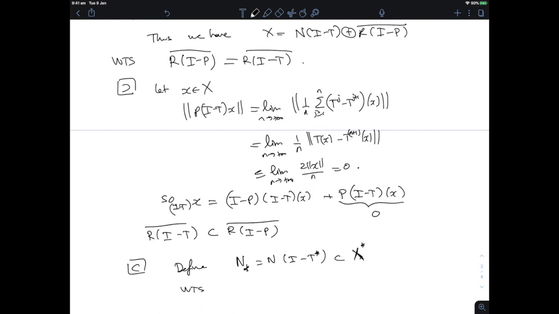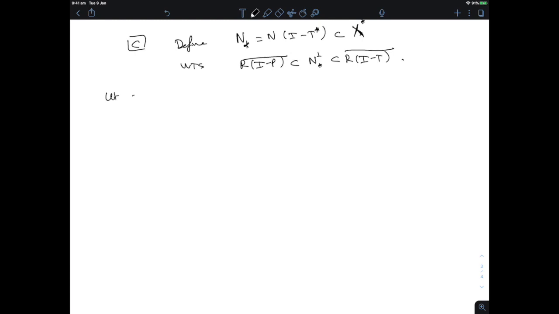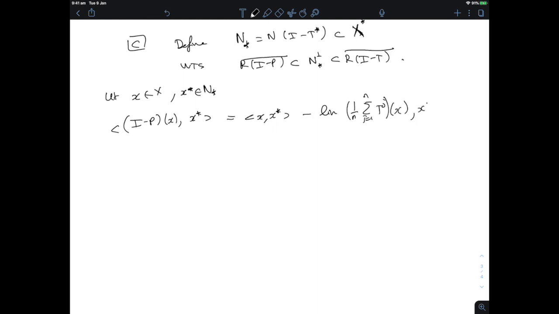Now, we're going to show that the closure of the range of identity minus p is included in the perp of that n star, and then we're going to show that the perp of that n star is included in the closure of the range of identity minus t. Okay, so let's take an x in capital X, and let's take an x star in n star, and let's have a look at identity minus p applied to x, and then test that on x star. Now this is x star minus the limit of 1 upon n sum j equal 1 to n of t to the j applied to x, and then test on x star as n goes to infinity.